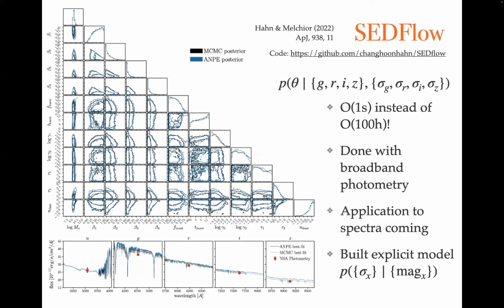This can be done with broadband photometry. Obviously, I showed you the way that we can encode galaxy spectra. We might as well do this for spectra, and that application is coming. The code for that is public. You can get it up on GitHub.